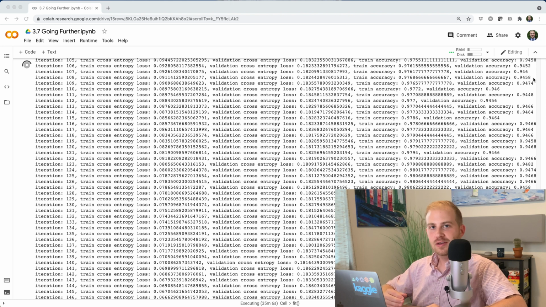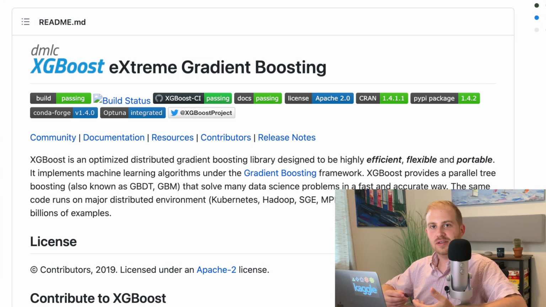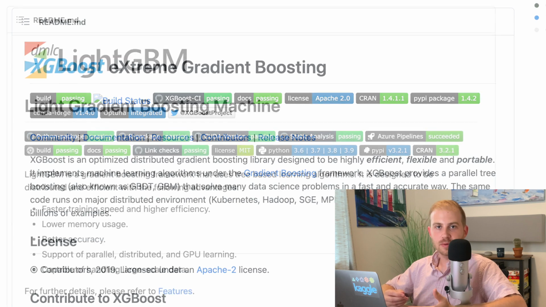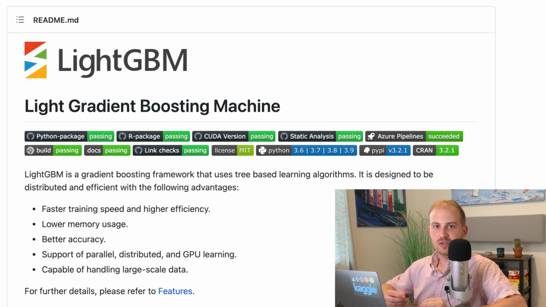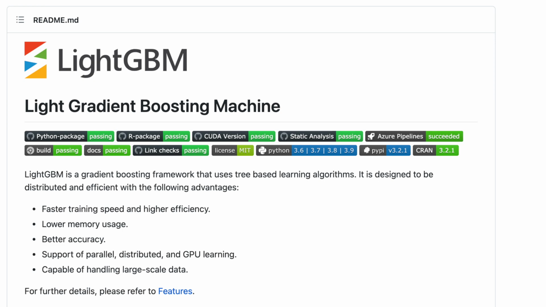By the way, this technique is not unique to neural networks. It's a common approach used for any model that relies on gradient descent, including things like XGBoost and LightGBM, which are popular implementations of gradient boosting.